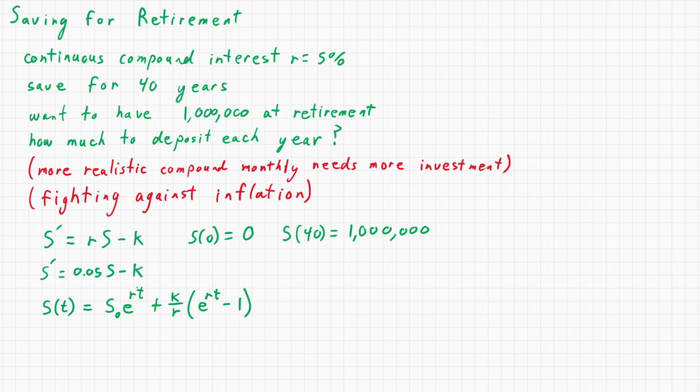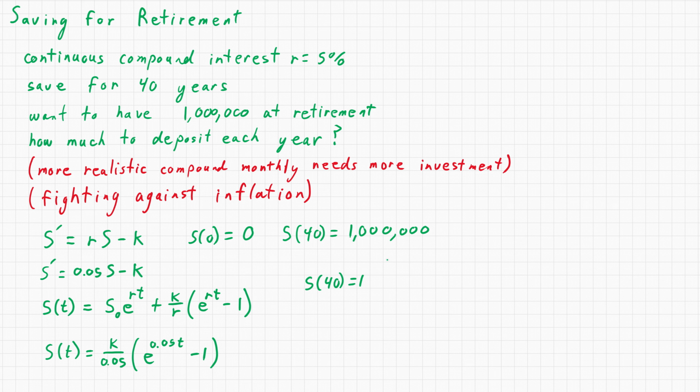And then you're accruing interest on your initial amount, but you're also accruing some interest based on the amount you're putting in each year. So for us, s naught is equal to 0, so we have s of t equals k over 0.05 times e to the 0.05t minus 1. Now if we want to solve for k, we can use this other condition: we want s at 40 years to equal a million.